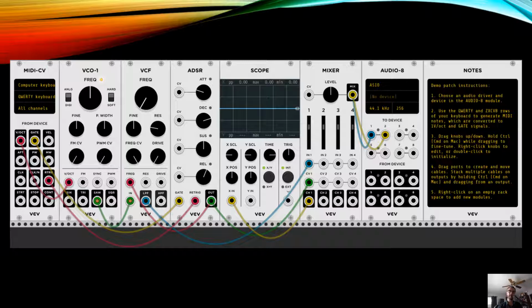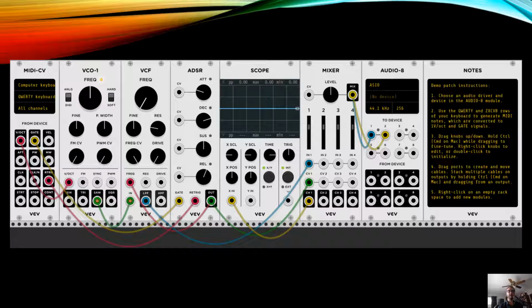But at the same time, the gate signal from MIDI to CV is being sent to the ADSR envelope, which triggers the envelope. The envelope output is being used in two ways. I've got two cables stacked there. One opens up the filter frequency and moves that from 0 to something within the audible range. And another copy is going into the volume level on the mixer. So that mixer is functioning as my amplifier.